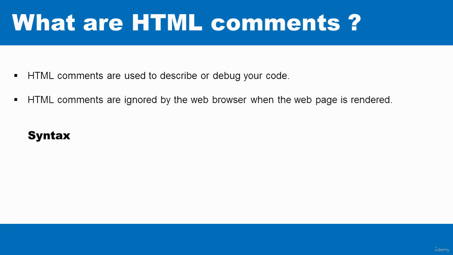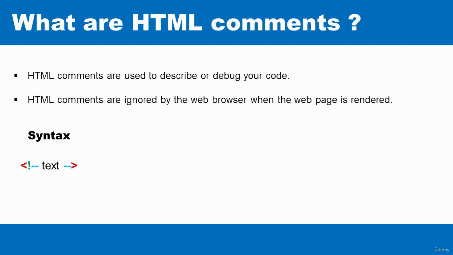Let's take a look at the syntax. Syntax basically refers to how something is done. So this is how you would add a comment to an HTML document. So you start with the less than sign, the exclamation mark, 2 dashes, then the text you want to add to the comment, and then 2 dashes, and then the greater than sign.